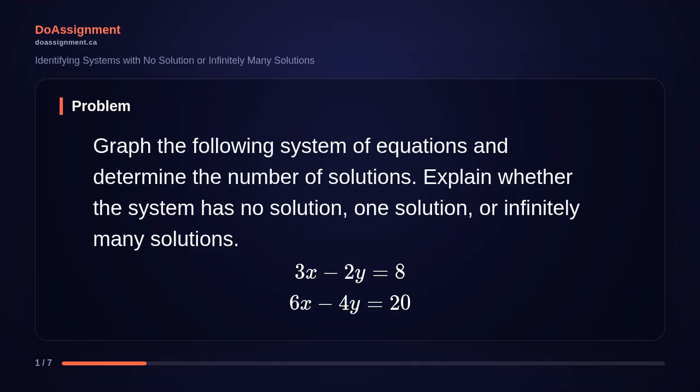Graph the following system of equations and determine the number of solutions. Explain whether the system has no solution, one solution, or infinitely many solutions. Equation 1, 3x minus 2y equals 8. Equation 2, 6x minus 4y equals 20. Now, let us work through the solutions step by step.